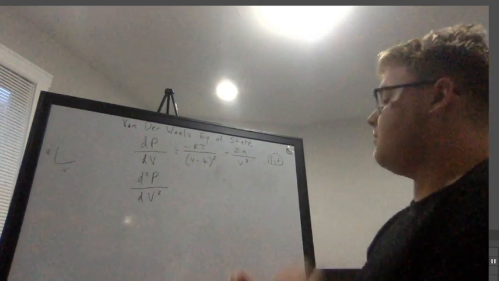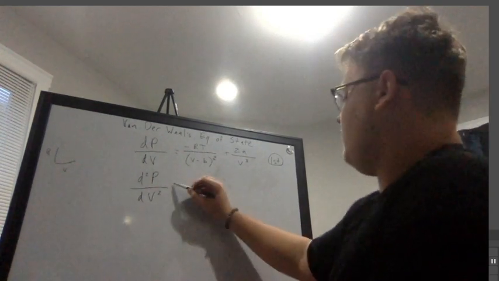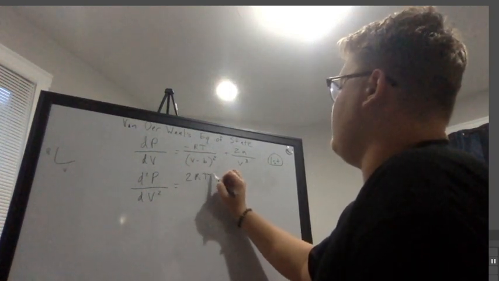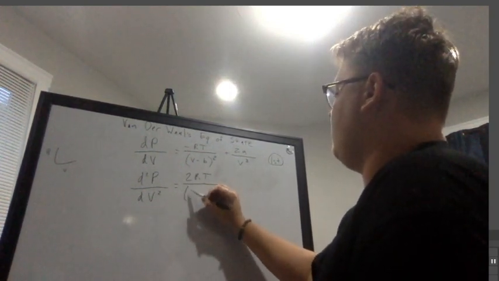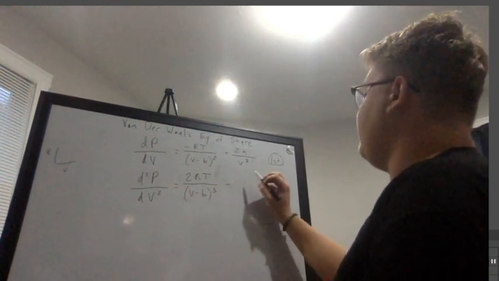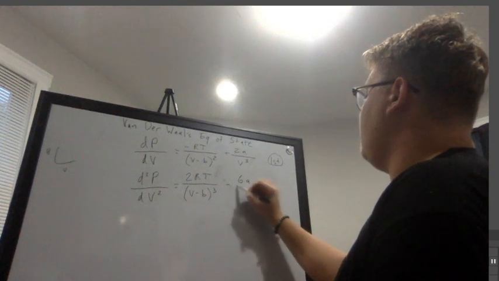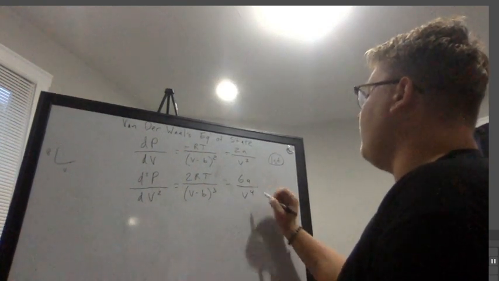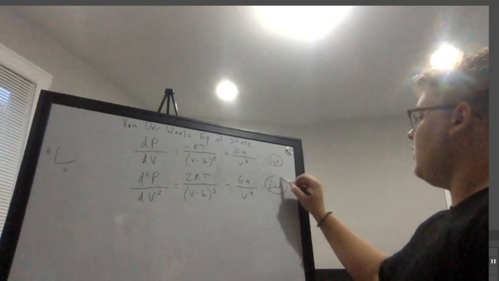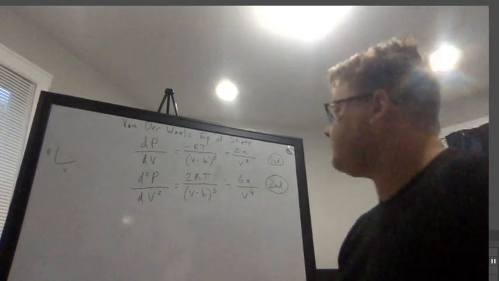And if we do it again, we'll get the second derivative of pressure with respect to volume is equal to 2 RT over V minus B cubed minus 6A over V to the fourth. And this is our second derivation of the van der Waals equation of state.